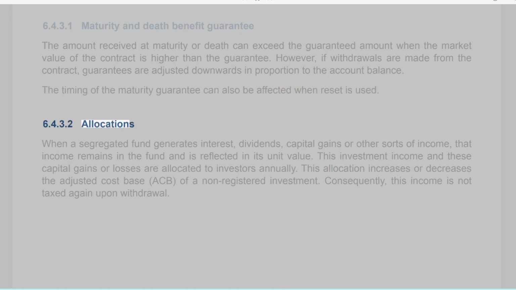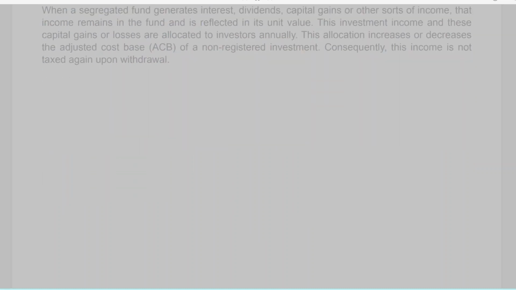6.4.3.2 Allocations. When a segregated fund generates interest, dividends, capital gains, or other sorts of income, that income remains in the fund and is reflected in its unit value. This investment income and these capital gains or losses are allocated to investors annually. This allocation increases or decreases the adjusted cost base, ACB, of a non-registered investment. Consequently, this income is not taxed again upon withdrawal.